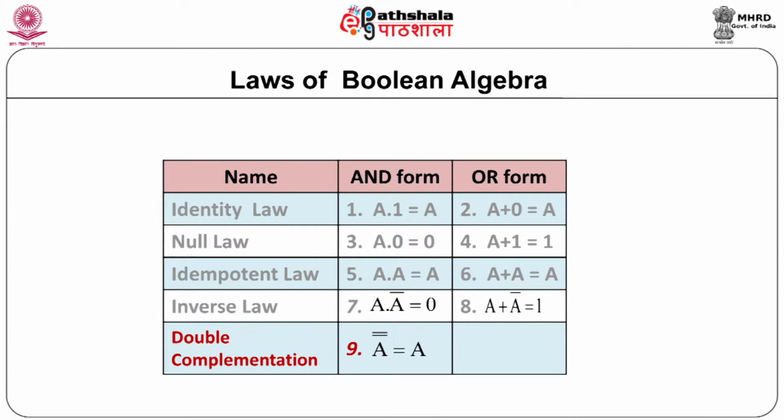The double complementation law states that the double complementation of a variable is always equal to the variable itself. If A is equal to 0, complement of 0 is 1 and complement of 1 is 0. Thus, result is the same variable. Same thing is true for the value of A is equal to 1.